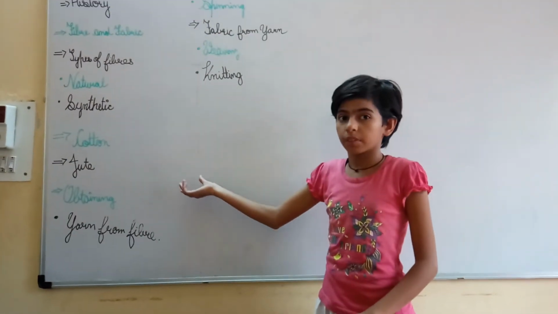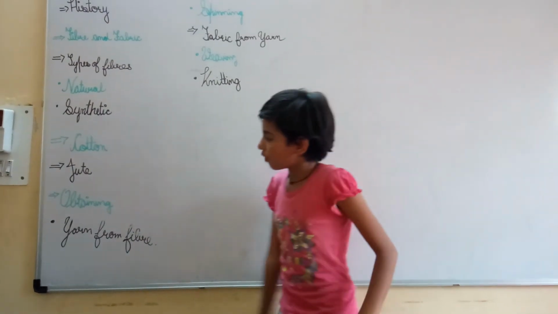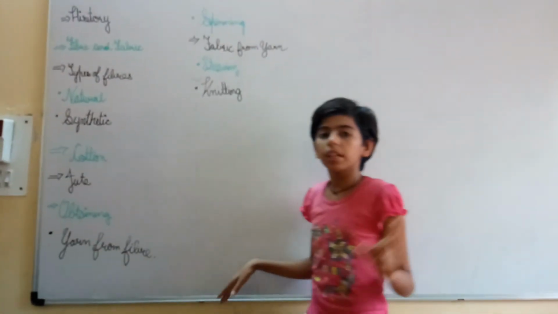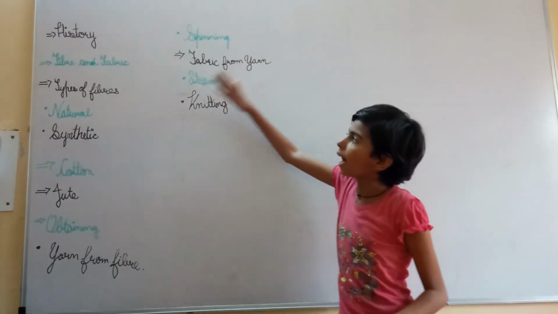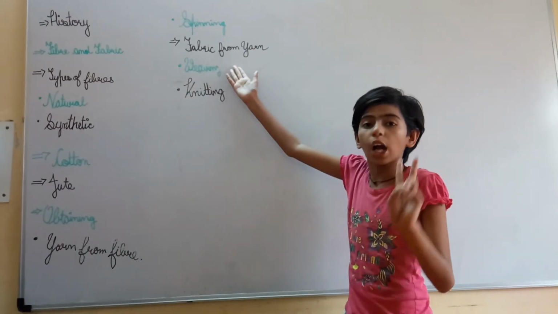So now, obtaining yarn from fiber and fabric from yarn. There is one method, spinning, and for fabric from the yarn, weaving. There are two types of method: weaving and knitting.